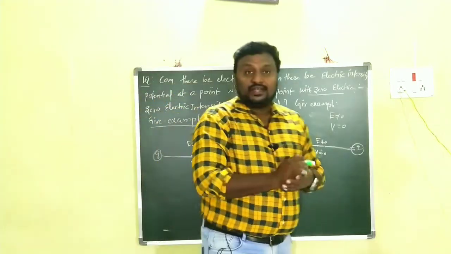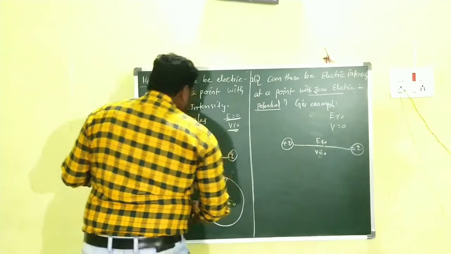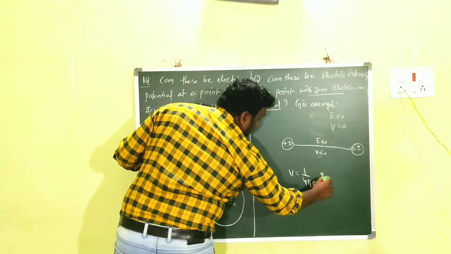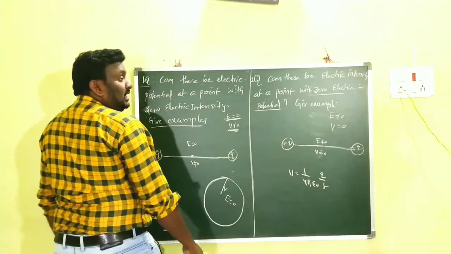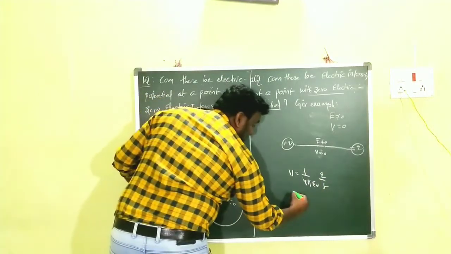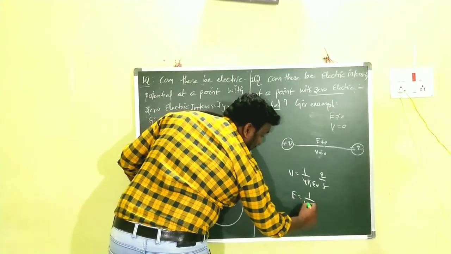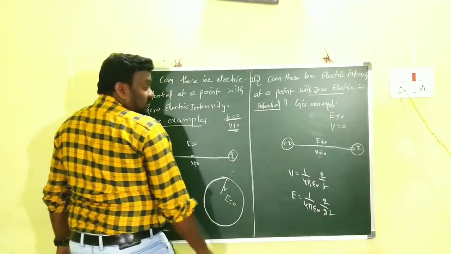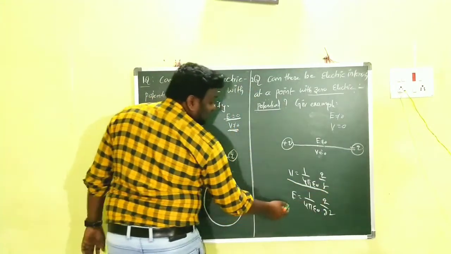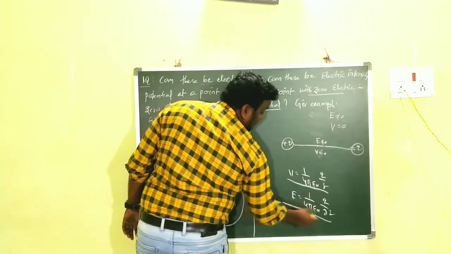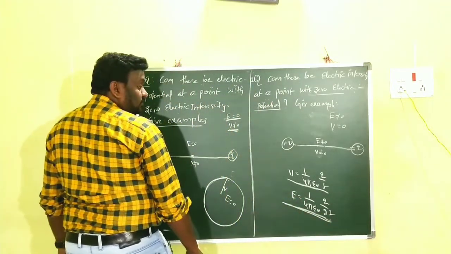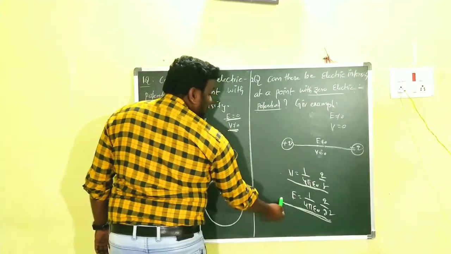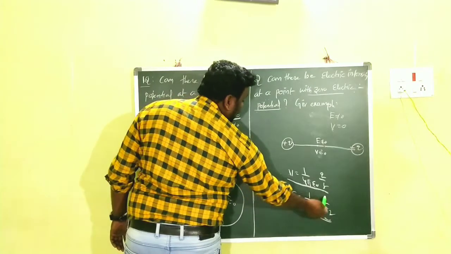Children, already we know that the potential due to a point charge is V is equal to 1 by 4 pi epsilon naught Q by R. This is the electric potential due to a point charge. And the electric field intensity is 1 by 4 pi epsilon naught Q by R square. Clear? This is the electric field intensity due to a point charge.